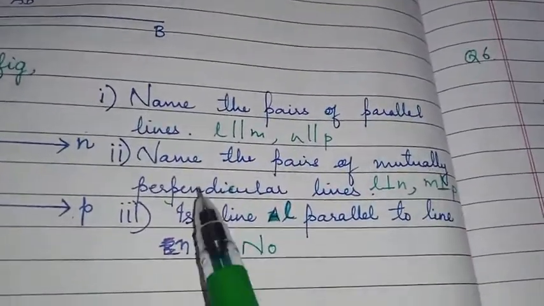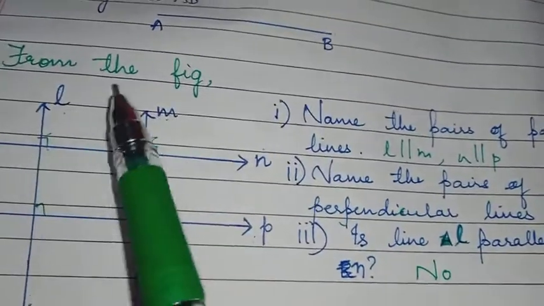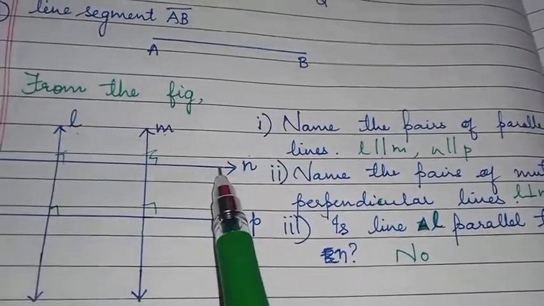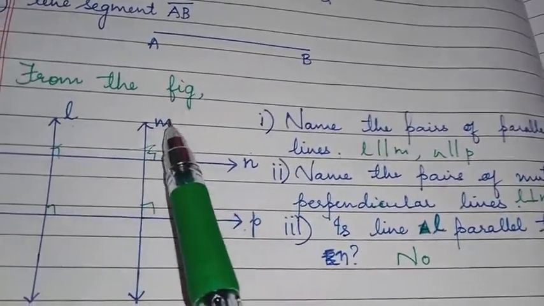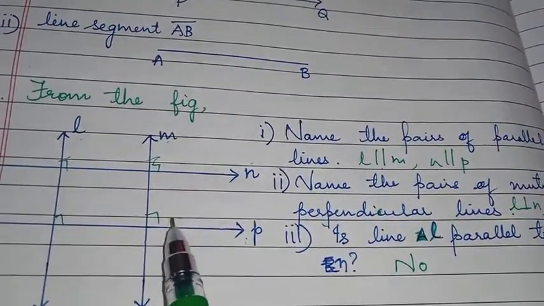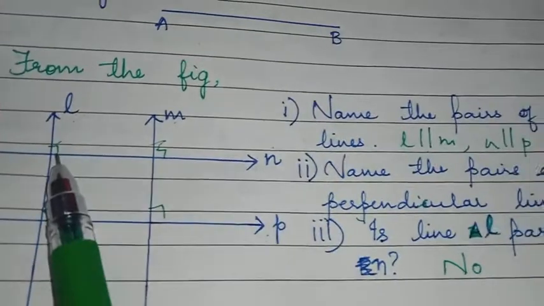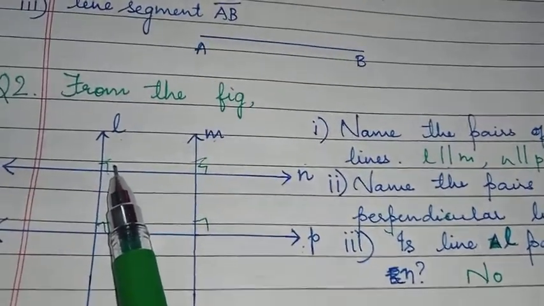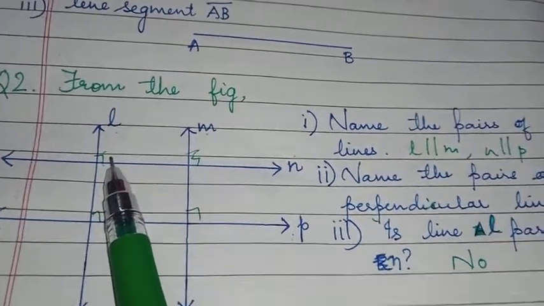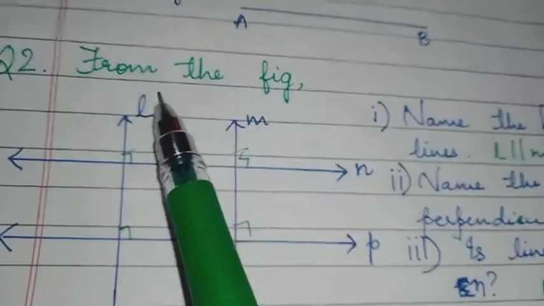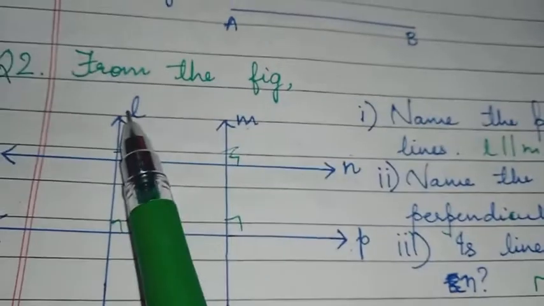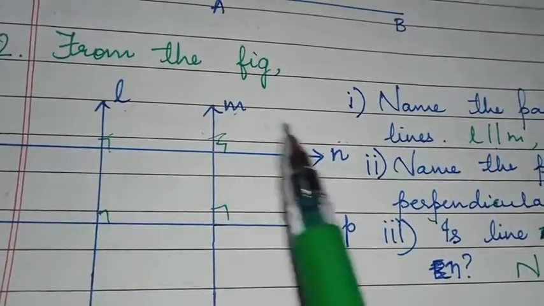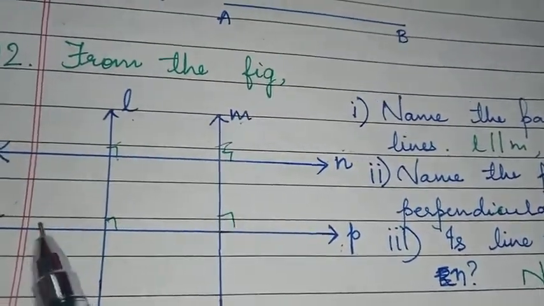Name the pairs of mutually perpendicular lines. So line L is perpendicular to line N, line L is also perpendicular to line P. You can see 90 degree. What is perpendicular? When two lines meet each other and they form 90 degree angle, then we say they are perpendicular to each other. So here line L is perpendicular to line N, also line N is perpendicular to line P. Also line M is perpendicular to line N, and also line M is perpendicular to line P.